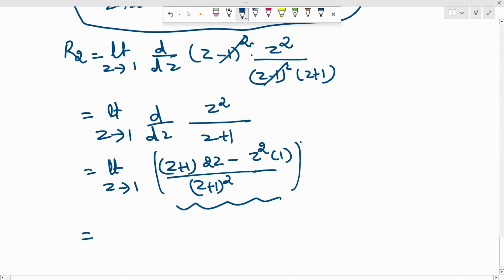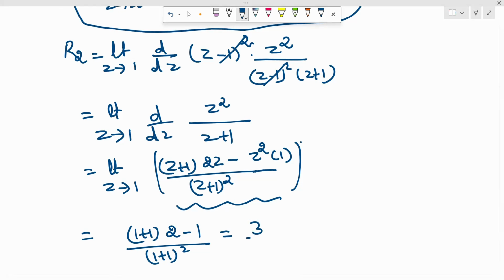Z tends to 1 means substitute z is equal to 1. That gives (1 plus 1) into 2 minus 1 by (1 plus 1) whole square. 1 plus 1 is 2, 2 into 2 is 4, 4 minus 1 is 3, 3 divided by (1 plus 1) is 2, 2 square is 4. So R2 value is 3 by 4.